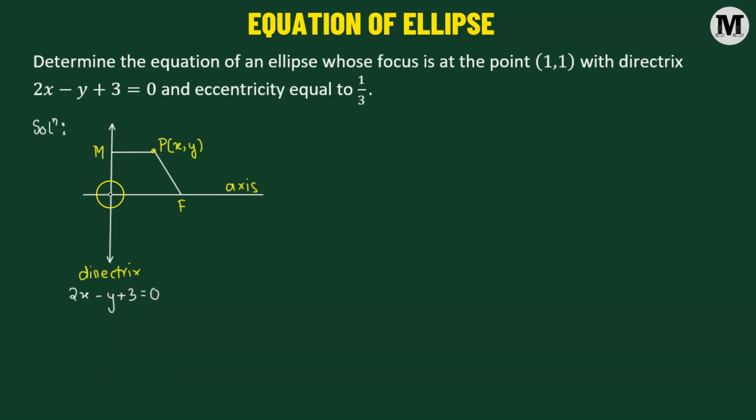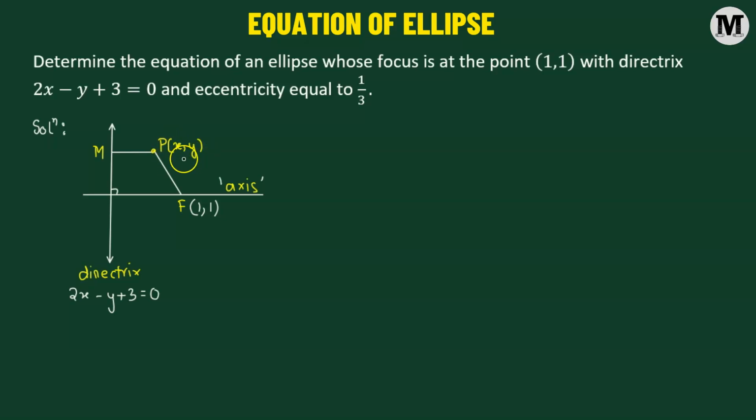We'll consider a line that is perpendicular to the directrix line, and that line is referred to as the axis of the ellipse, with the condition that the focus must lie on the ellipse. The coordinates of the focus are also given, so that's (1, 1). Now, to find the equation of the ellipse, we're going to consider a point P on the plane containing the directrix and the focus. Now, P has the coordinates (x, y).